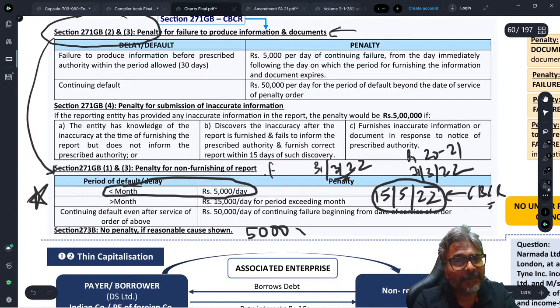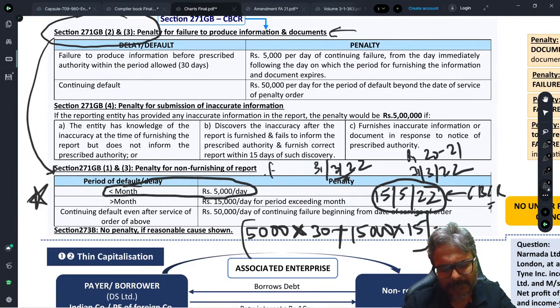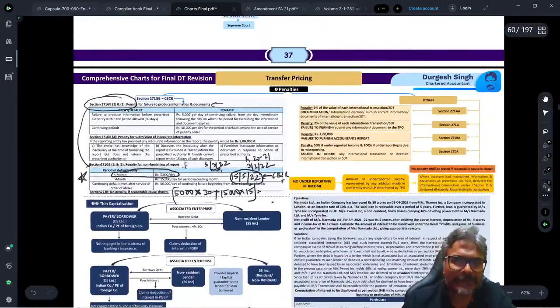So, 5,000 into 30 days for the April month, and then 15,000 into the 15 days. This would be the total amount of the penalty that will be applicable where the SSC files the CBCR for previous year 2021. On which date has he filed? 15th of May 2022. I hope that all of you are clear with this one, students. Fine, students, so this is what it is in this context.